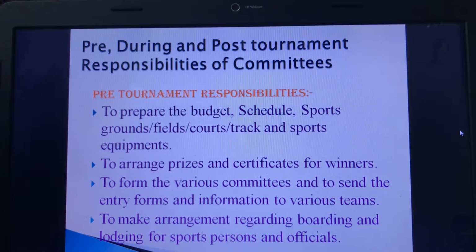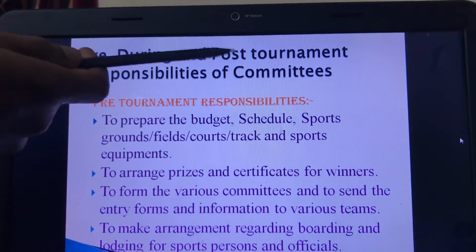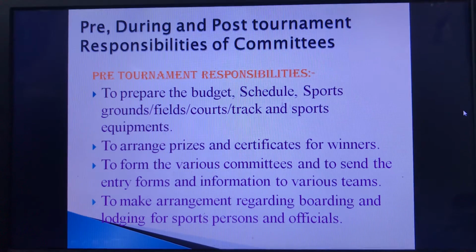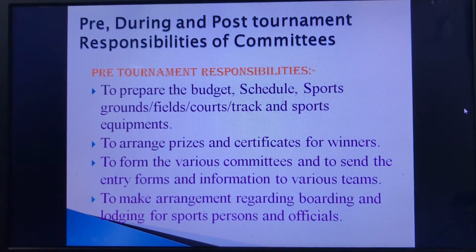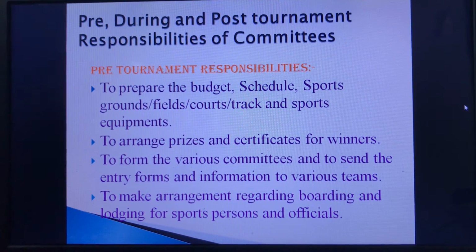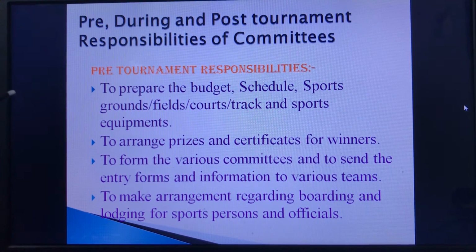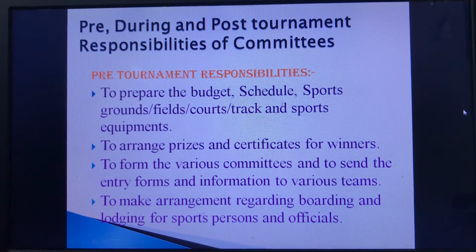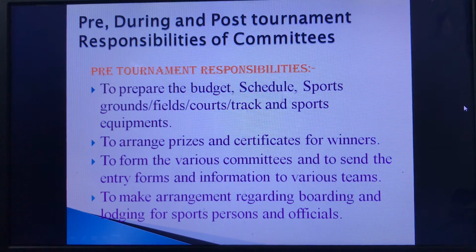This is a very important topic: pre, during, and post tournament responsibilities of committees. We have already created some committees, 12 committees. Now we have to see what their responsibilities are. There are 3 types of responsibilities.